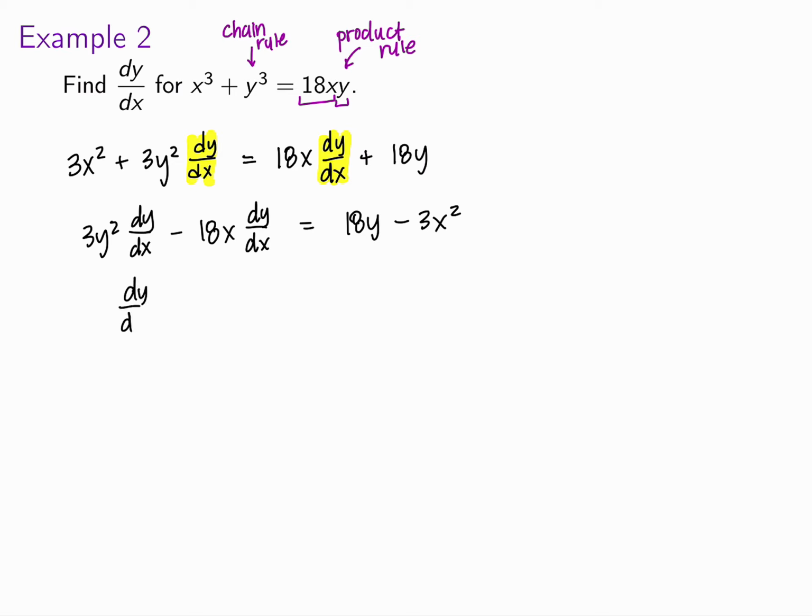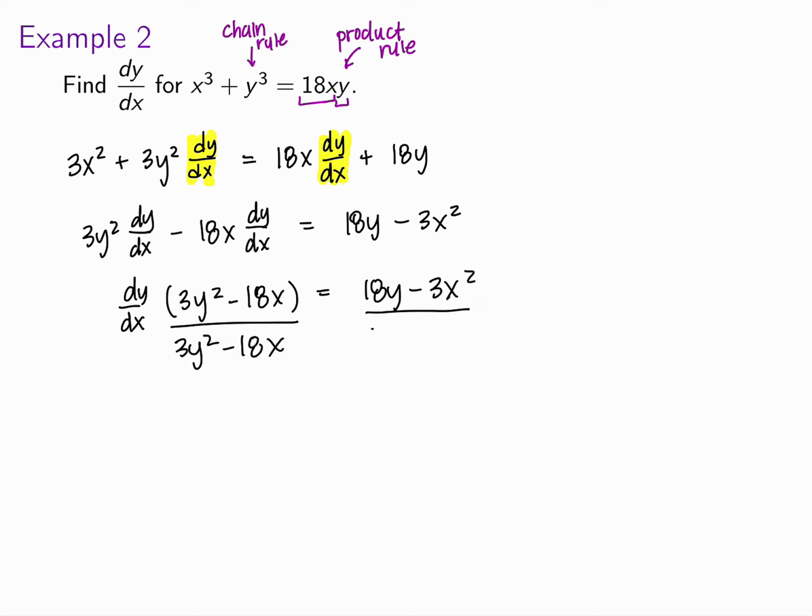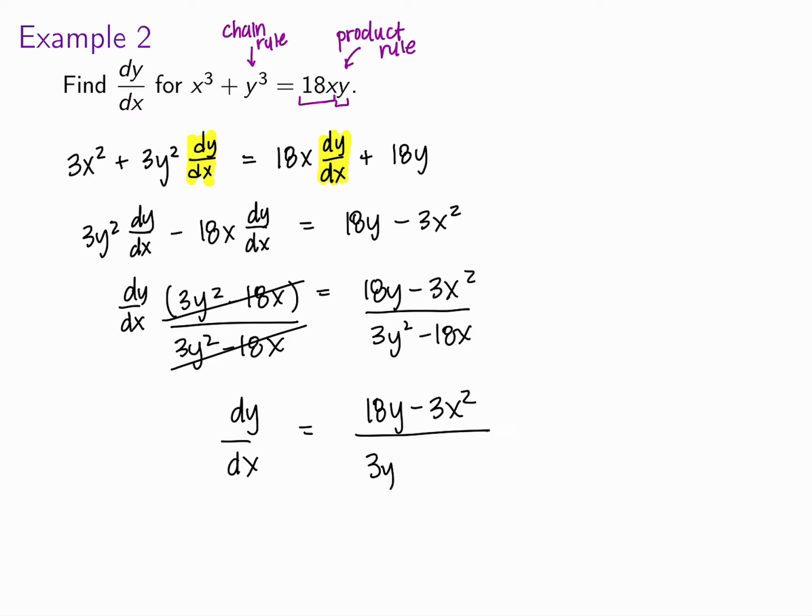That allows me now to factor out that dy/dx. So I'll be left with 3y squared minus 18x, and that equals 18y minus 3x squared. And now I can divide by 3y squared minus 18x on both sides. And these cancel, and I get that dy/dx is 18y minus 3x squared over 3y squared minus 18x.